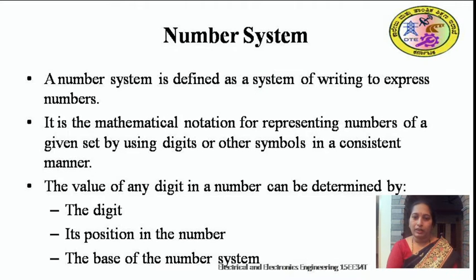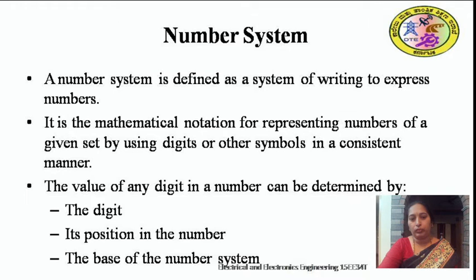When I say using a given set of digits, in decimal we use digits 0 to 9. These can also be called symbols. If you use these digits or symbols in a consistent manner, that becomes a number system. In daily life, we use the decimal system.